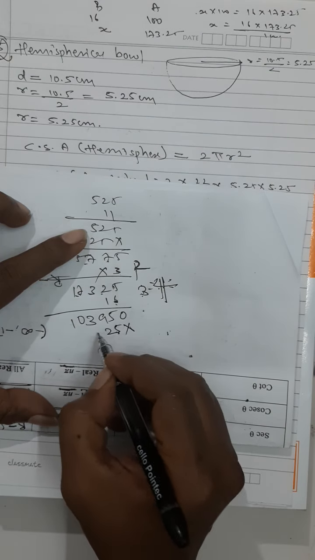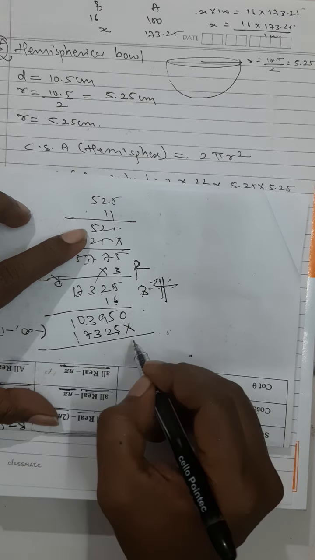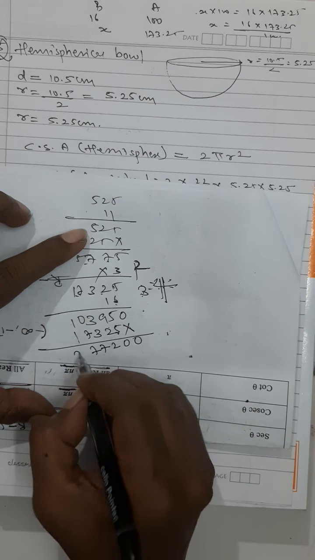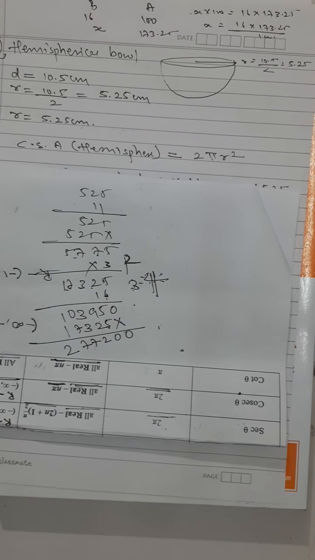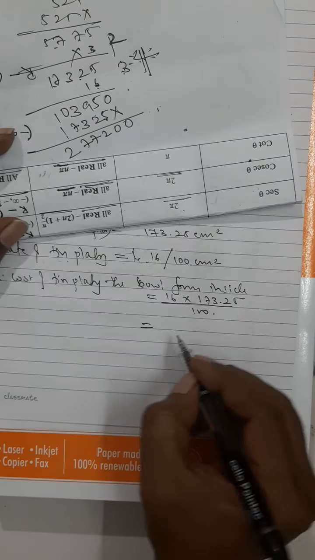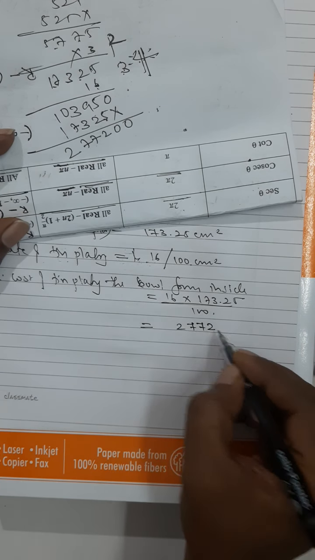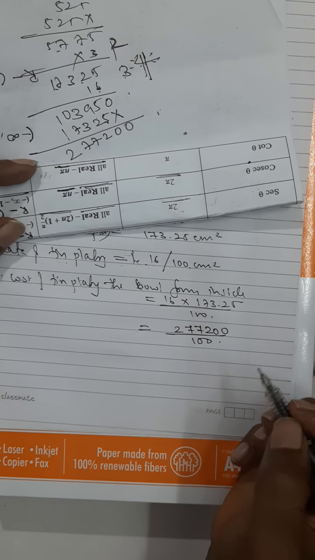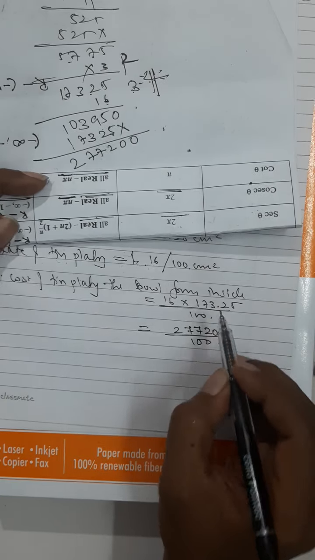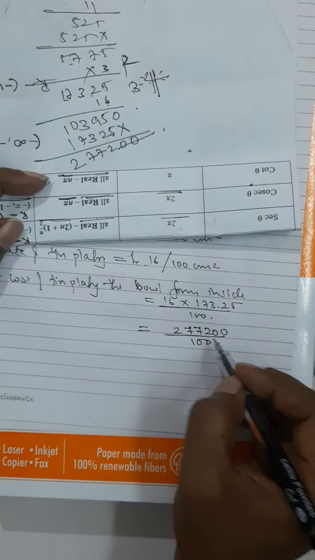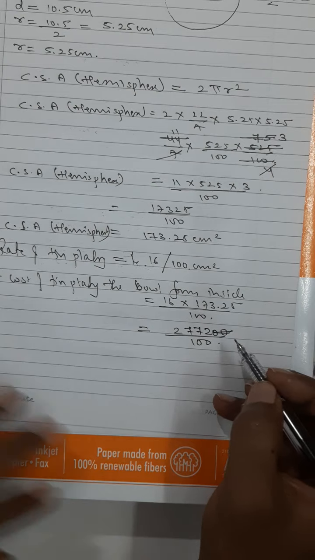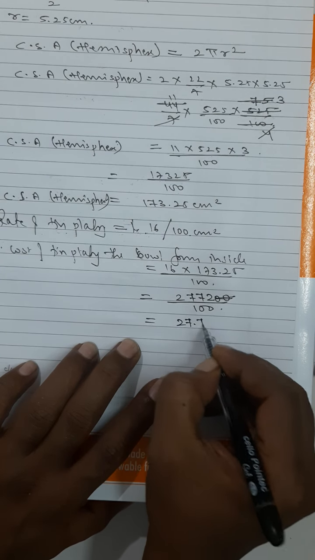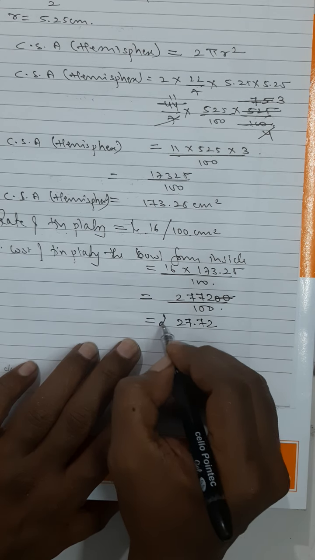5, 2, 3, 7, 1, 0, 0, 9, 10, 11, 12, 7, 7, 2 double 7, 2 double 0. So this is going to give you 2 double 7, 2 double 0 upon 100. But here there are two decimal places, so I have to put two decimal places over here. If I remove these decimal places, it will be 27.72 rupees.